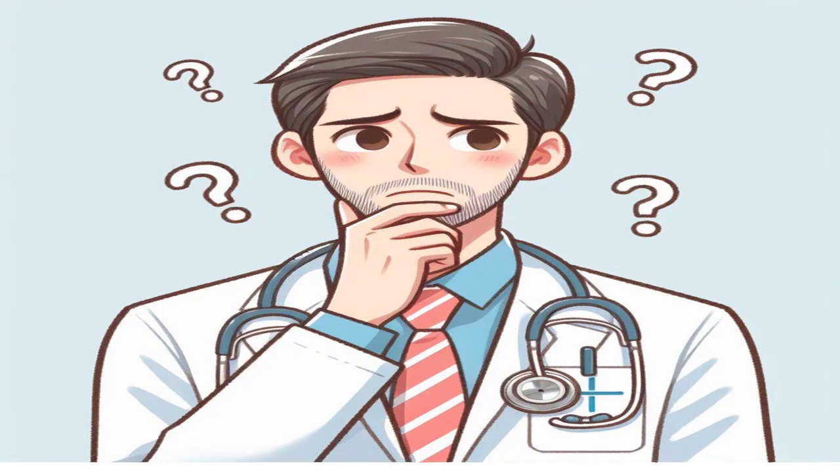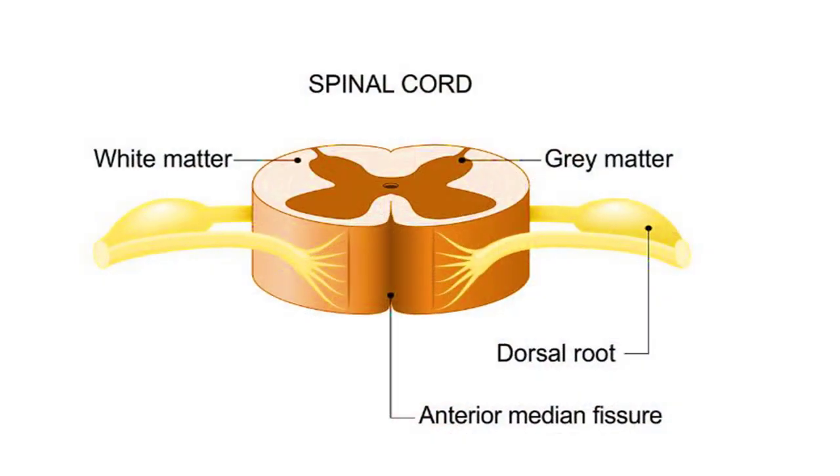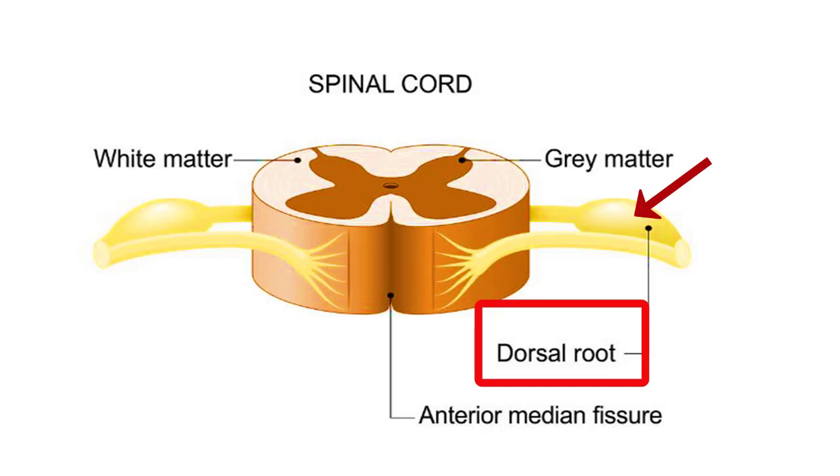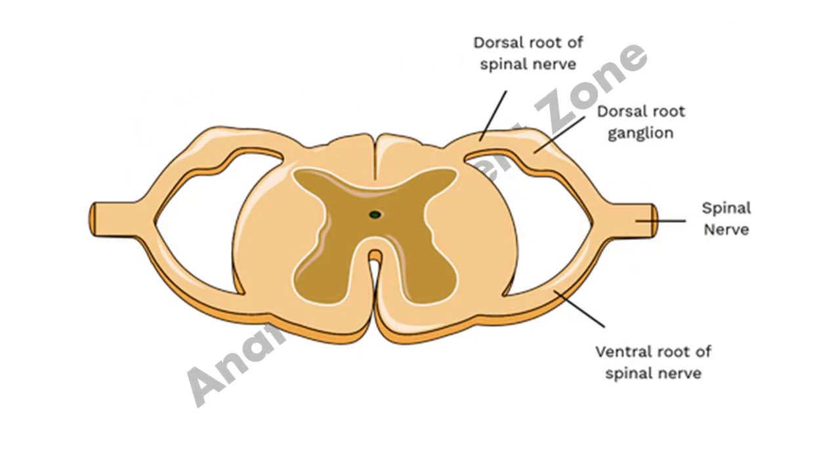Have you ever thought where these primary sensory neurons are sitting in our body, or where they are located? The answer is that the cell bodies of these primary sensory neurons, whether they are somatic or visceral, are found in the DRG, or the dorsal root ganglia, or the spinal ganglia. As their name indicates, the dorsal root ganglia are found in the dorsal root of the spinal nerve.